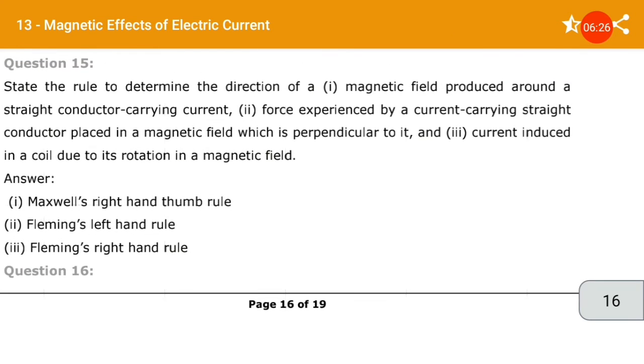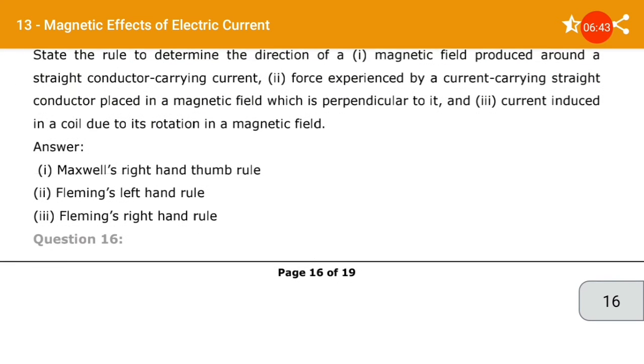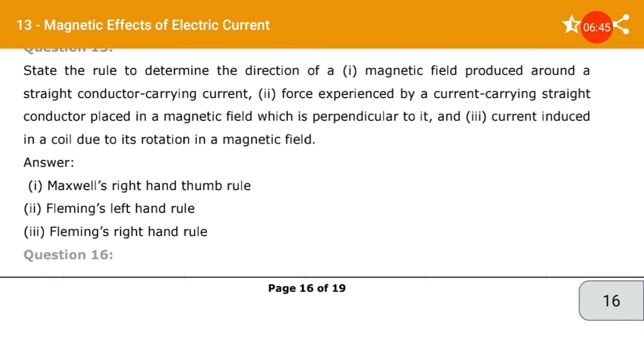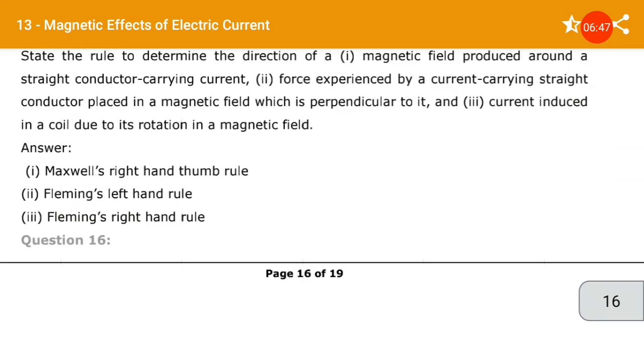So, the answers: first is Maxwell's right hand thumb rule. Second is Fleming's left hand rule. And third, it is mentioned induced current, that is Fleming's right hand rule.